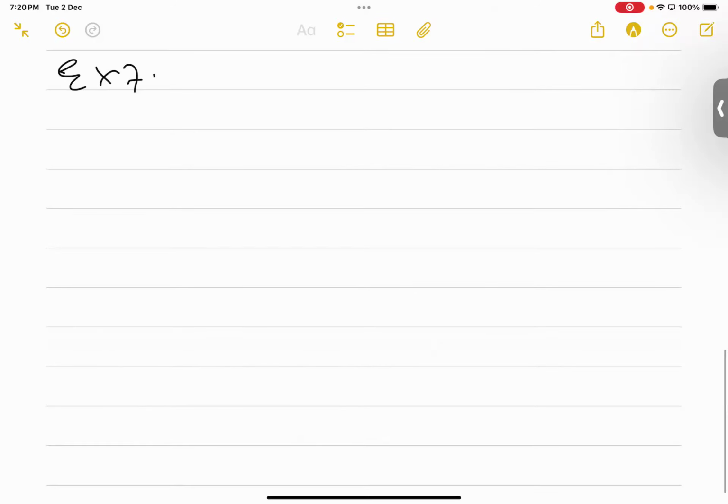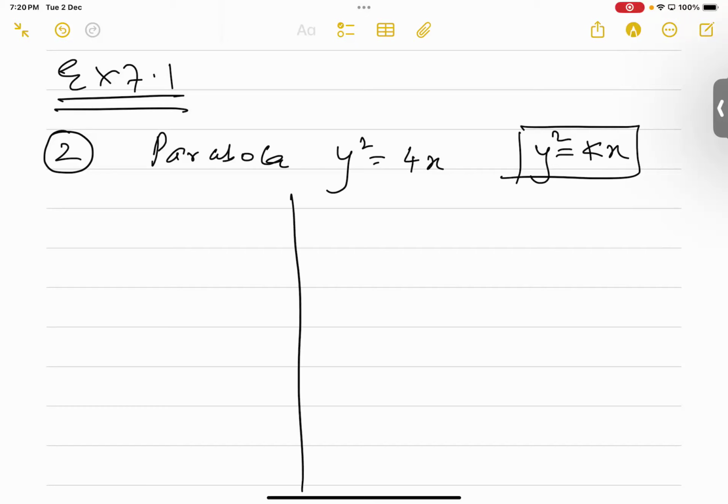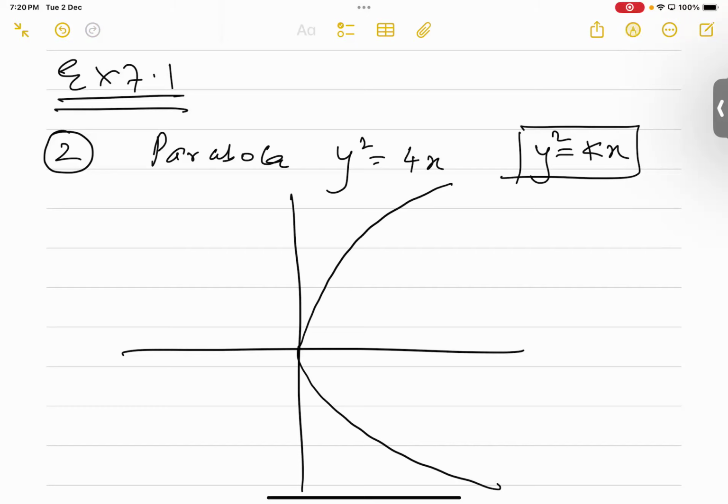Exercise 7.1. Question number 2. Find the area of the region bounded by the parabola y square is equal to 4x. This is the parabola. Which category parabola is this? Y square is equal to kx. First, we have to make the diagram. Y square is equal to kx, so this is this category parabola.